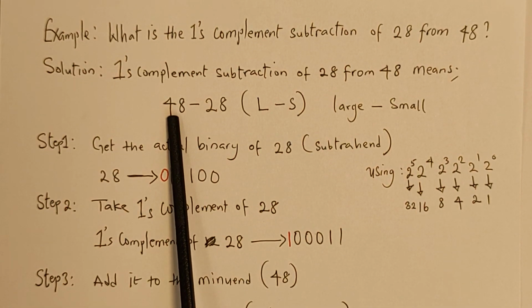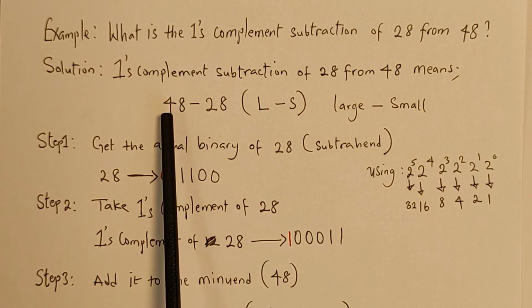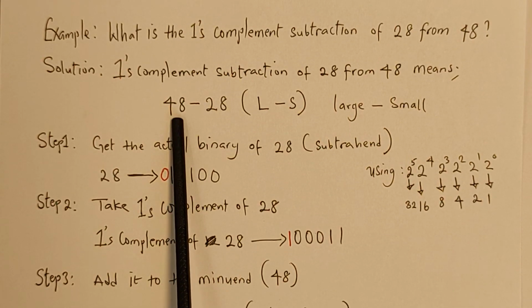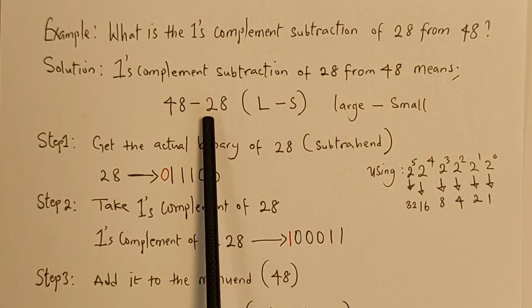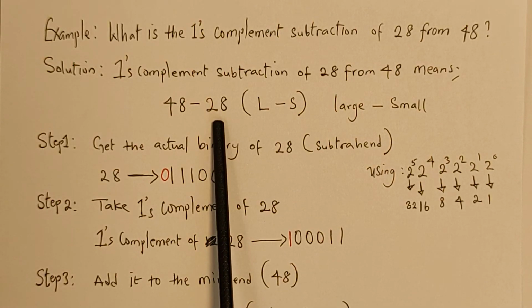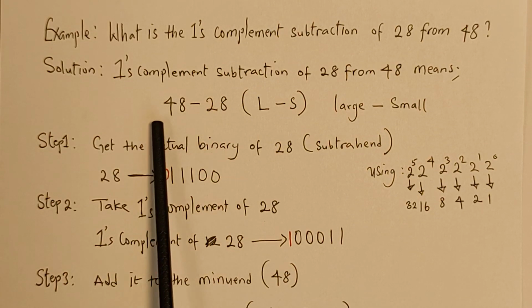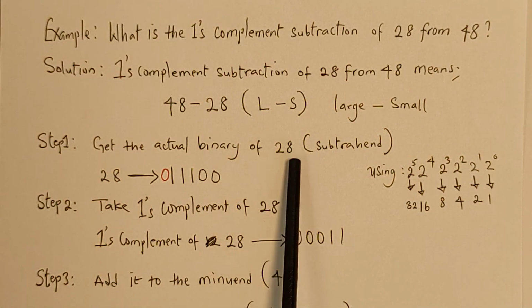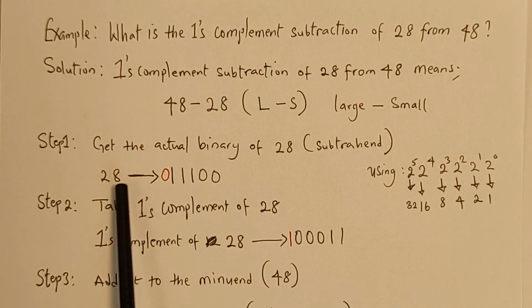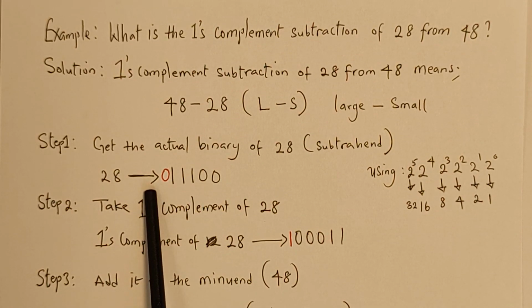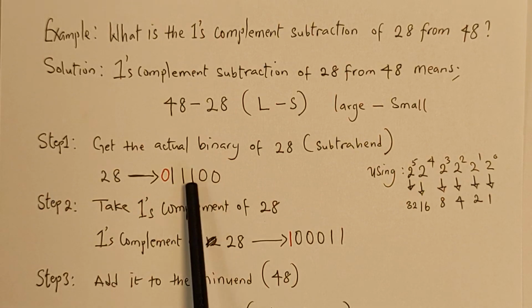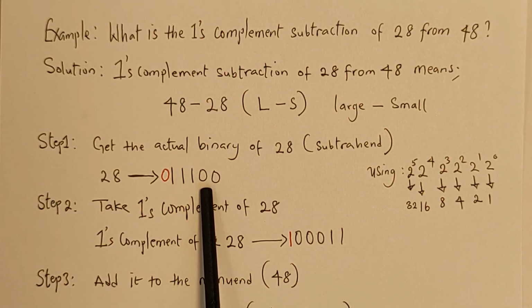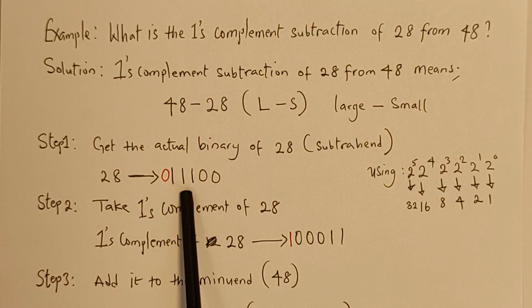So in this case, you need to get the actual binary value for 28 so that you can know how many zeros you need to pad. You need to pad 28 in order for it to have an equal number of bits. This is very important. All right, so if you get the actual binary of 28, which is the subtrahend, 28 in binary equivalent is going to be 11100. So this is the minimum number required to represent 28 in binary.